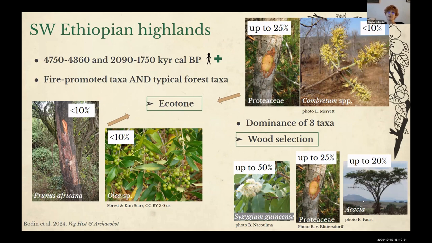And these species, especially caesium and Acacia, nowadays in Ethiopia are still used as firewood because they have good fuel properties. So we can assume that past people had this knowledge too, and they were collecting these species because of their good fuel properties as well.